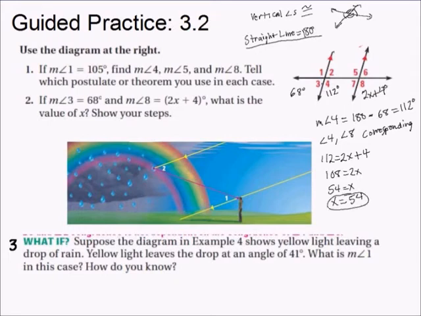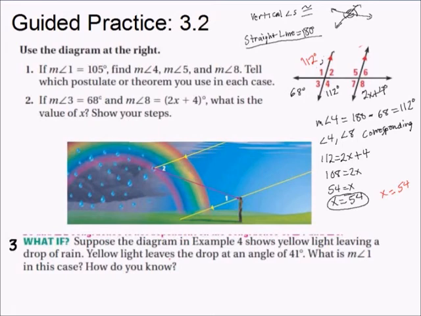Okay, here are my steps. I figured out what angle 4 was. Those are corresponding. And then we figured out that x is 54. You could have also done angle 1. Let's go ahead and erase that. Angle 1 would have also been 112 because of straight lines. And then 1 and 8 are alternate exterior, but you still would have gotten x equals 54. So it's just kind of what you want to do, whether you want to do two corresponding angles or two alternate exterior angles.